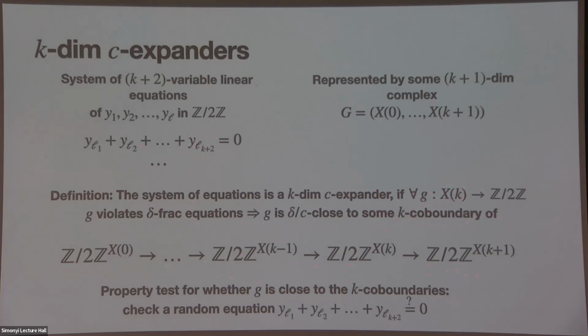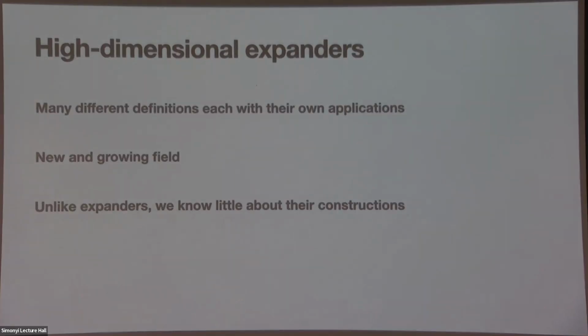So here's the chain complex from the 0 faces all up to the k+1 faces. And with this definition, we can design a property test for whether a function G is close to the k-dimensional coboundaries. So here we just saw a definition of the high-dimensional expander, which more commonly is called k-dimensional coboundary expanders because of the involvement of coboundary.